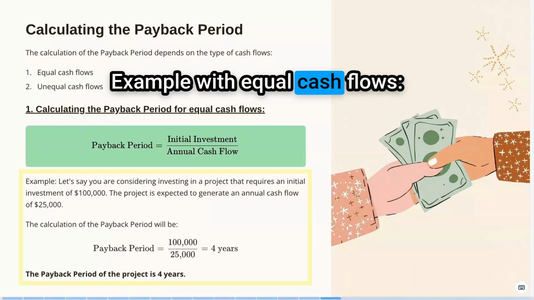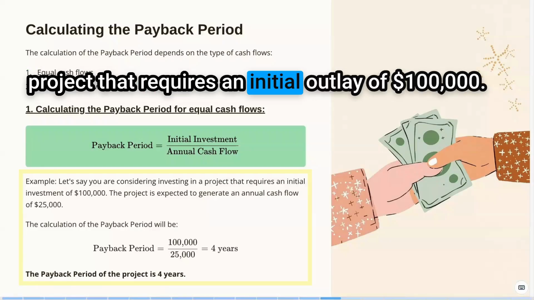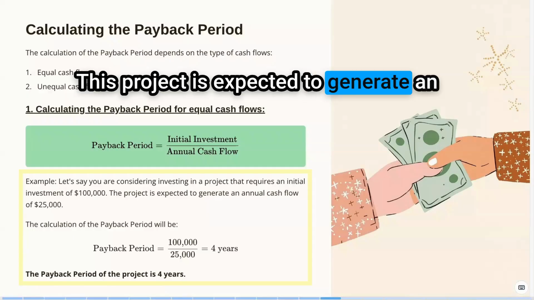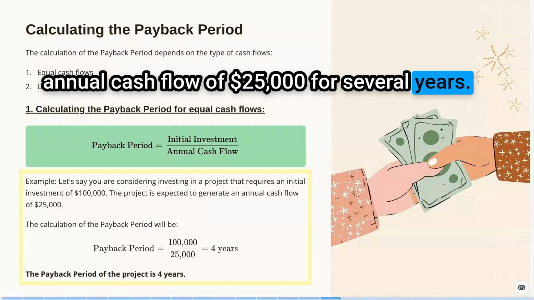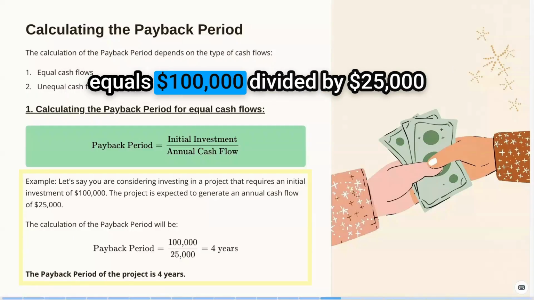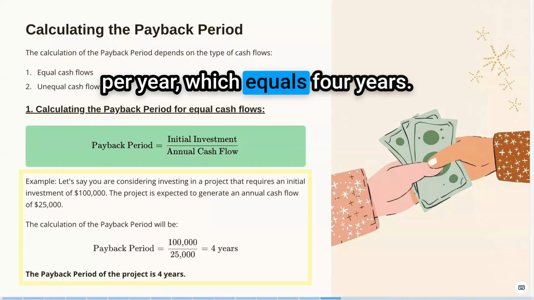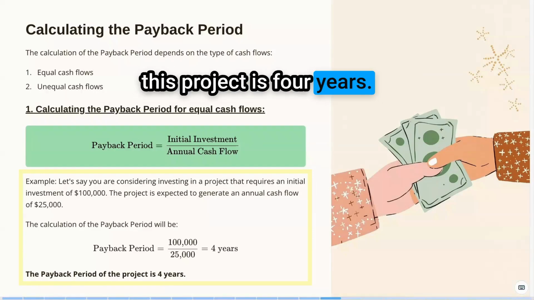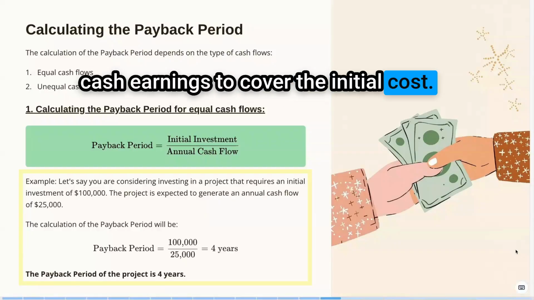Example, with equal cash flows. Let's say you're thinking about investing in a project that requires an initial outlay of $100,000. This project is expected to generate an annual cash flow of $25,000 for several years. The calculation would be payback period equals $100,000 divided by $25,000 per year, which equals 4 years. So the payback period for this project is 4 years. It will take 4 years for the project's cash earnings to cover the initial cost.